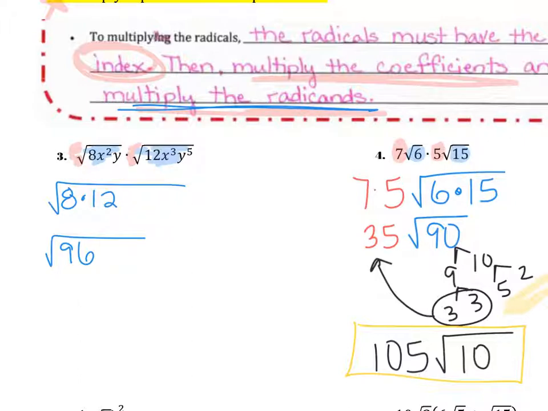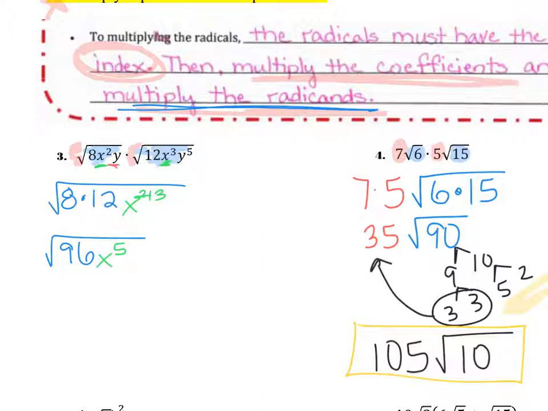Now we are also going to look at the x variable in each radical. Okay, now notice you have an x squared in the first radical and an x to the third in the second radical. And when we are multiplying with exponents, you actually want to add. So I am going to have 2 plus 3. I'm looking at the exponents for a total of x to the 5th.